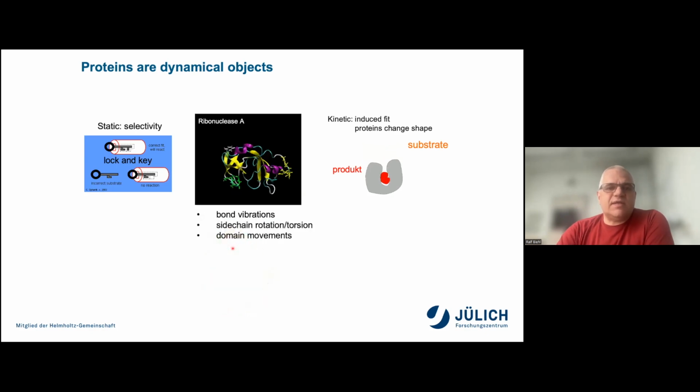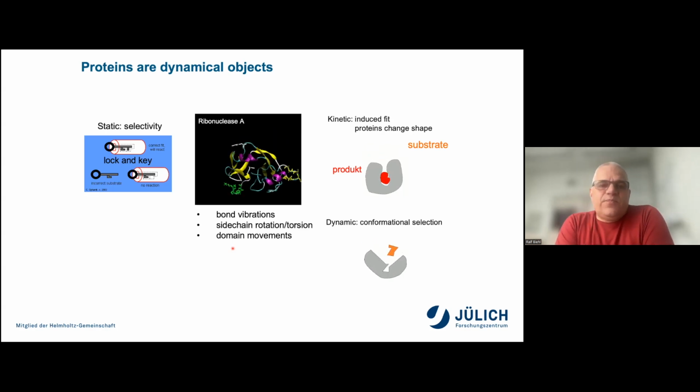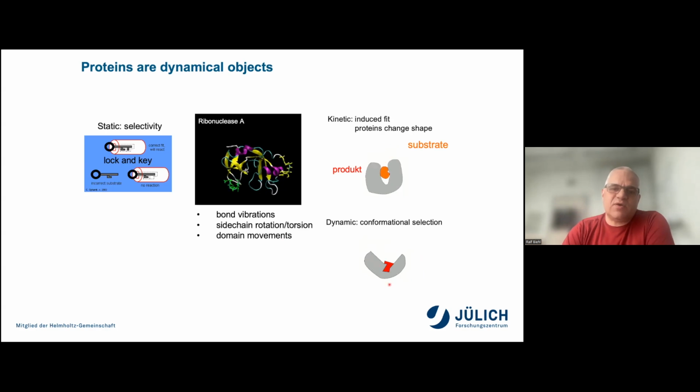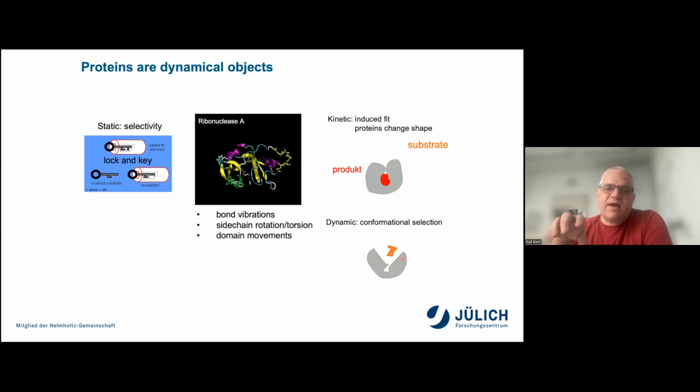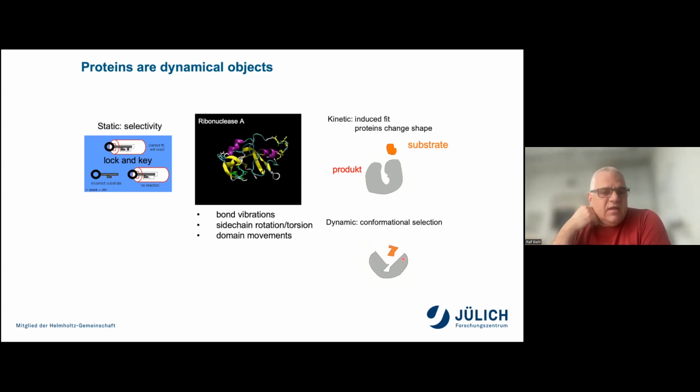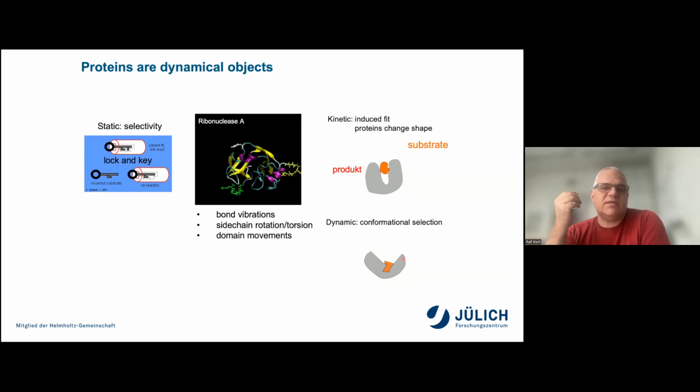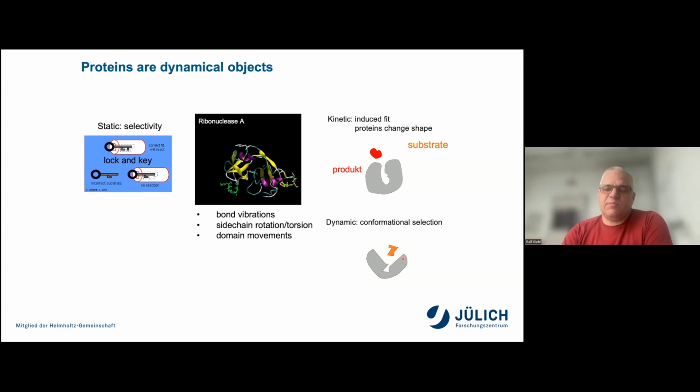Later, it was found that proteins have a lot of dynamics inside. They are really dynamical objects with bond vibrations, side chain rotations, and also large domain movements. Based on that, the dynamics or the kinetics was explained by conformational selection. That means the protein is always changing its shape, and the substrate binds when the right configuration is found. Today, this is also challenged and more complex models are used, but in general, dynamics is now included in this binding.